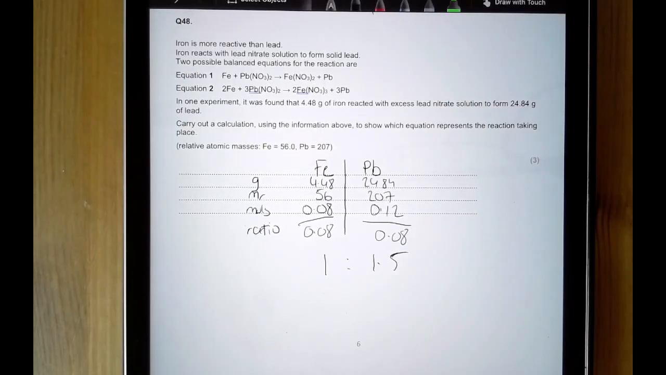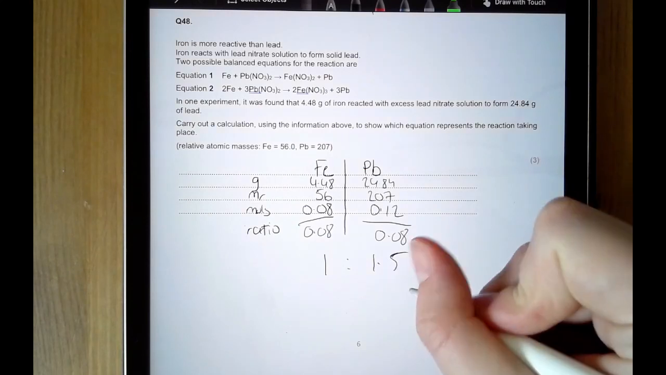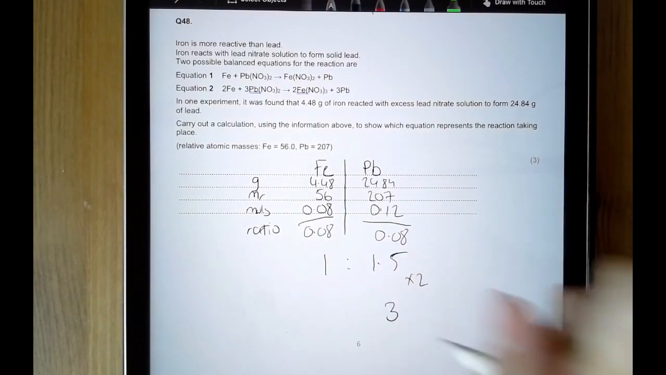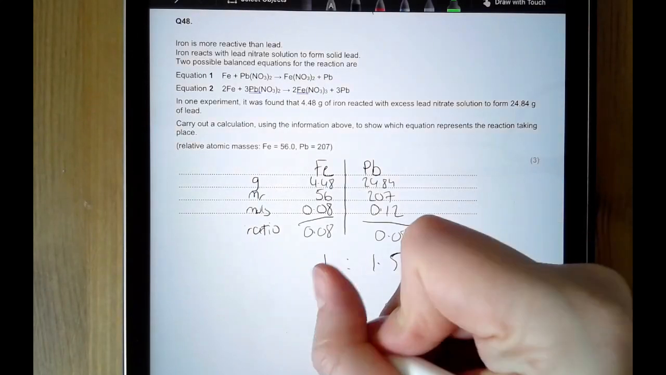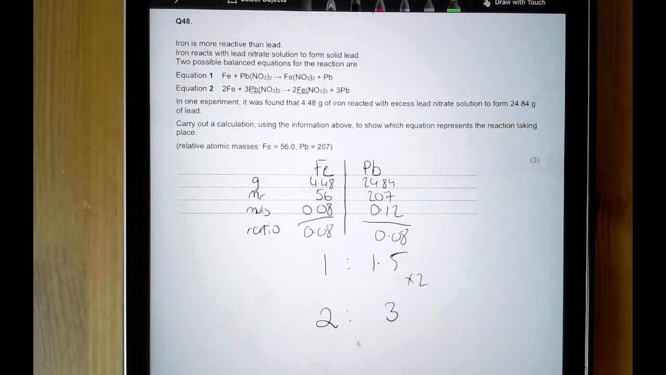Now I still have a decimal. You cannot just round 0.5 up to 2. To get rid of 0.5, 0.5 is a half. So to make a half a whole number, you're going to need to multiply by 2 because there are 2 halves in a whole. So if I multiply that by 2, I get 3. If I multiply the right by 2, I need to multiply the left by 2 to maintain that same ratio. So 2:3 is the same ratio as 1:1.5.